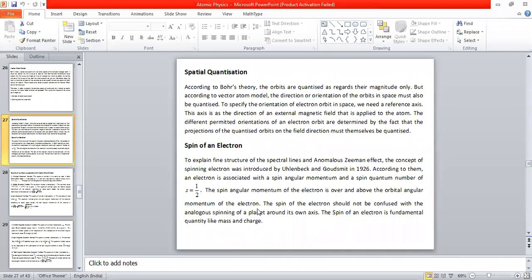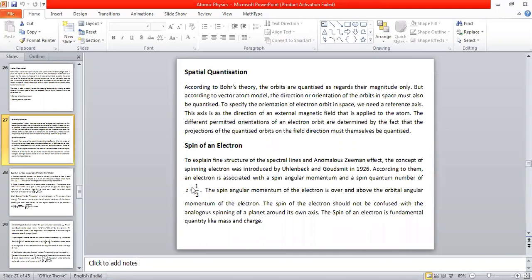So your vector atom model includes one more postulate, according to which the electron revolving around the nucleus not only possesses orbital angular momentum, it also possesses another type of momentum. That other type of momentum is what we call spin angular momentum. I repeat, according to Bohr's theory or Sommerfeld's theory, the electron revolving around the nucleus has only orbital angular momentum. But according to the vector atom model, apart from orbital angular momentum, there is one more angular momentum, which we call spin angular momentum. If you talk of a spin angular momentum, then we say that the electron has a spin.